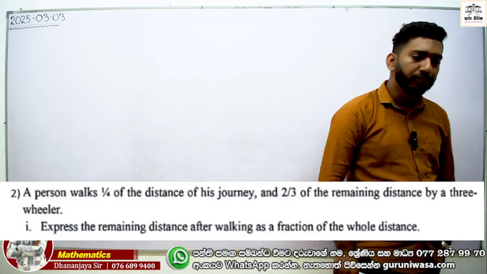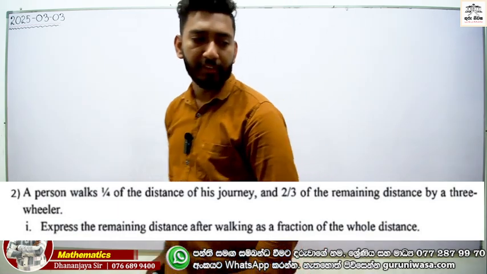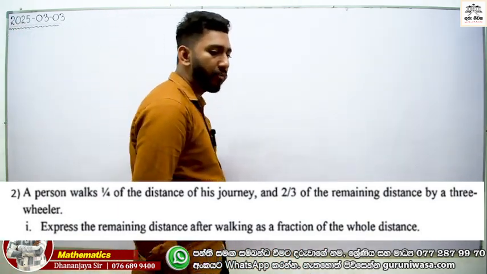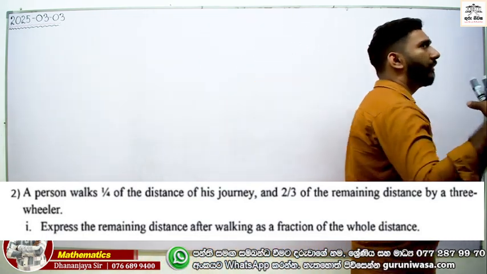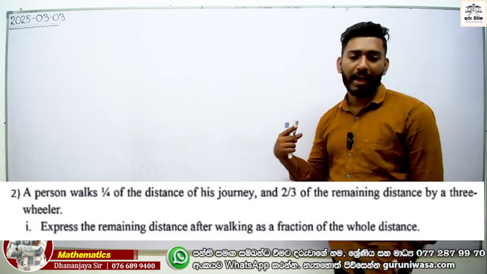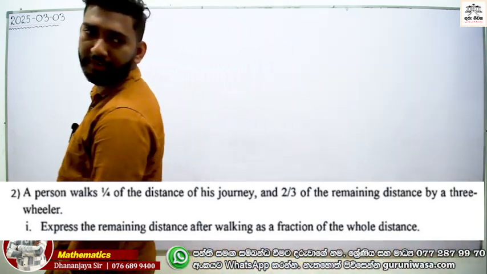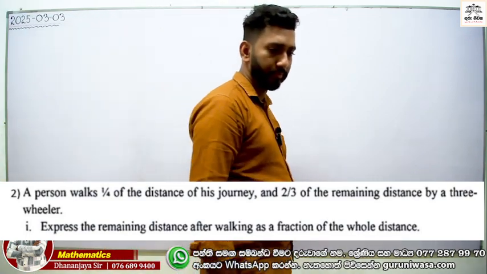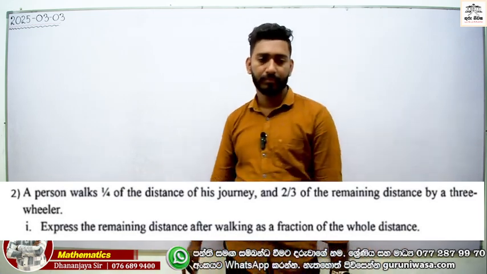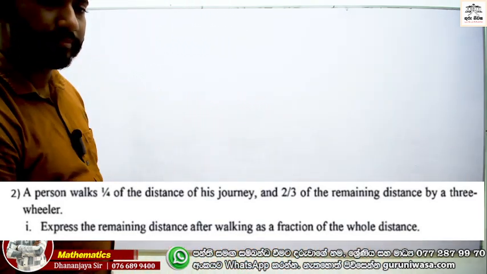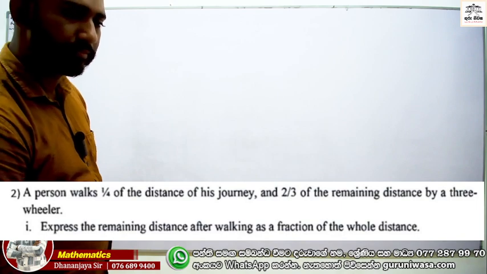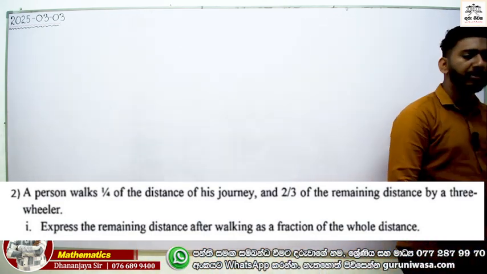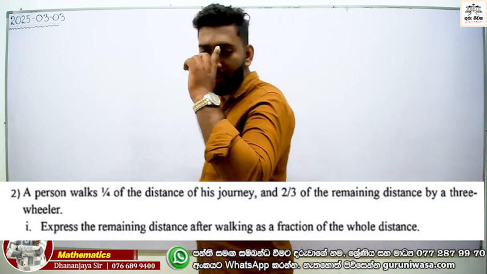A person walks 1/4 of the distance of his journey, and 2/3 of the remaining distance by a three-wheeler. Express the remaining distance after walking as a fraction of the whole distance.